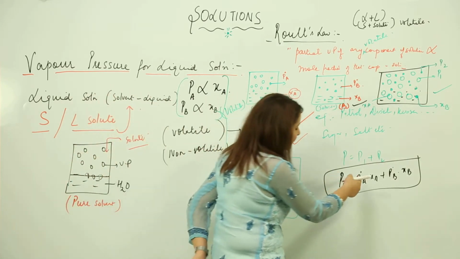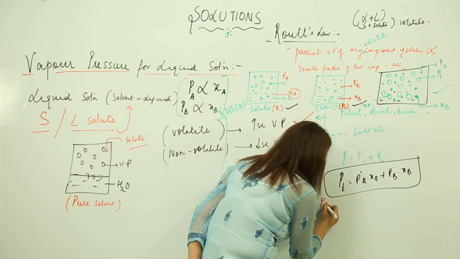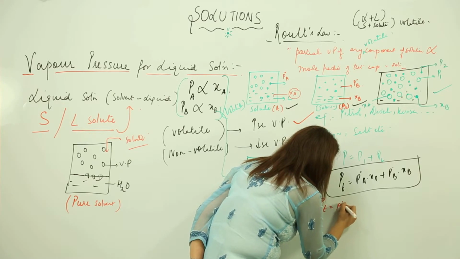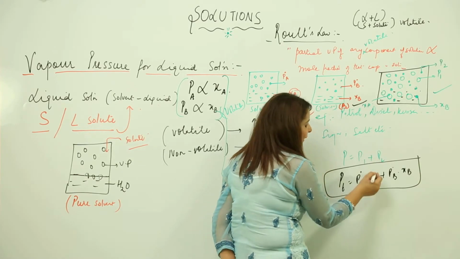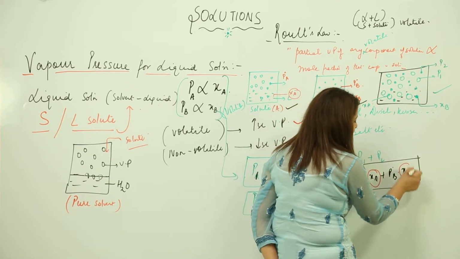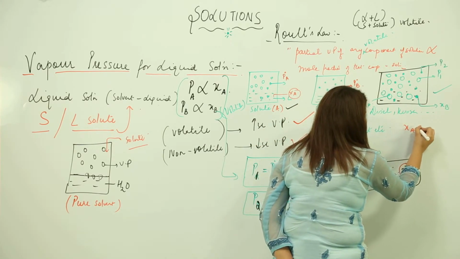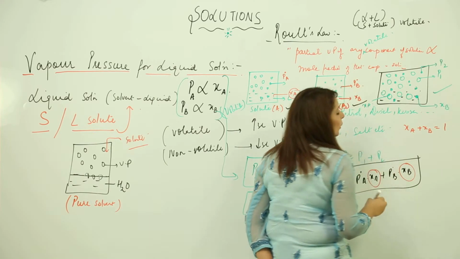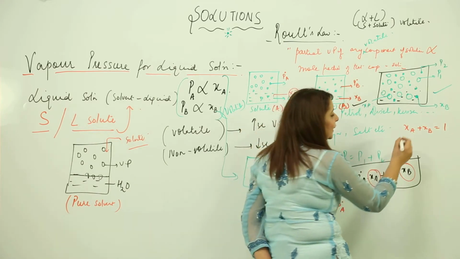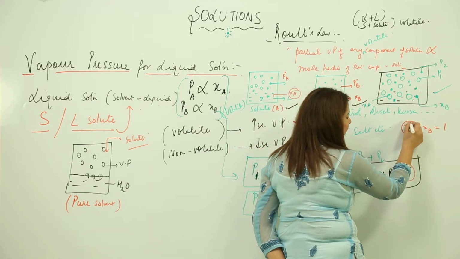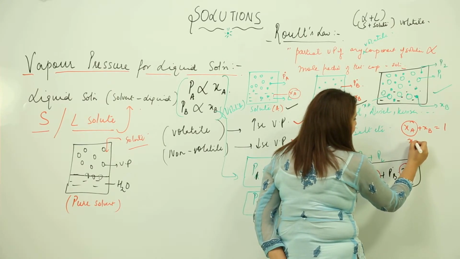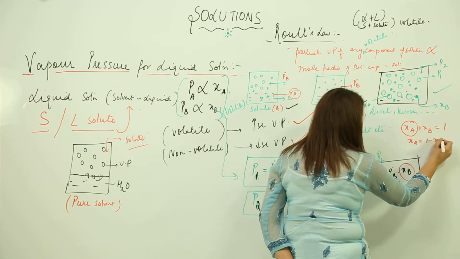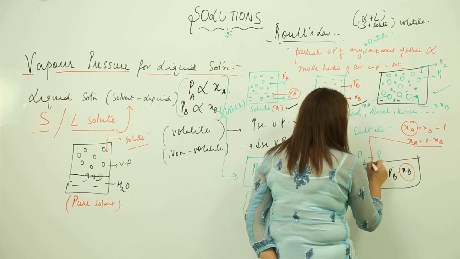So I'll be just using this equation again. So I have Pt is equal to P naught A. As we know that it is a binary solution with the A and B component, the sum of mole fractions of the two components is equal to 1. So I can express the concentration of A in terms of B also. So let us say XA is equal to 1 minus XB. This is what I am going to put here.